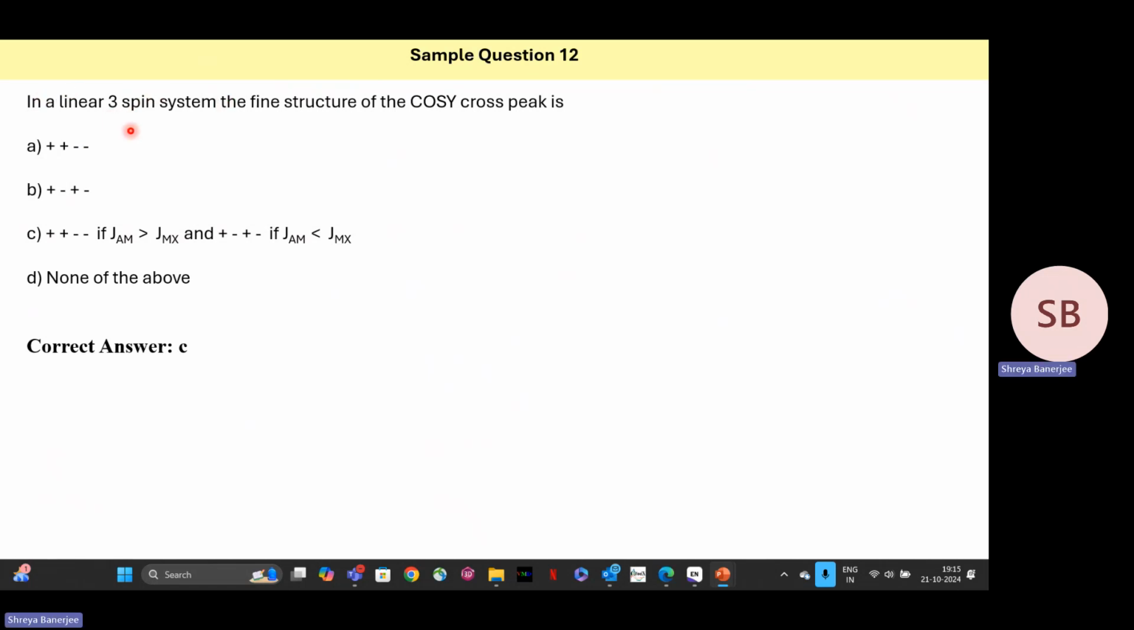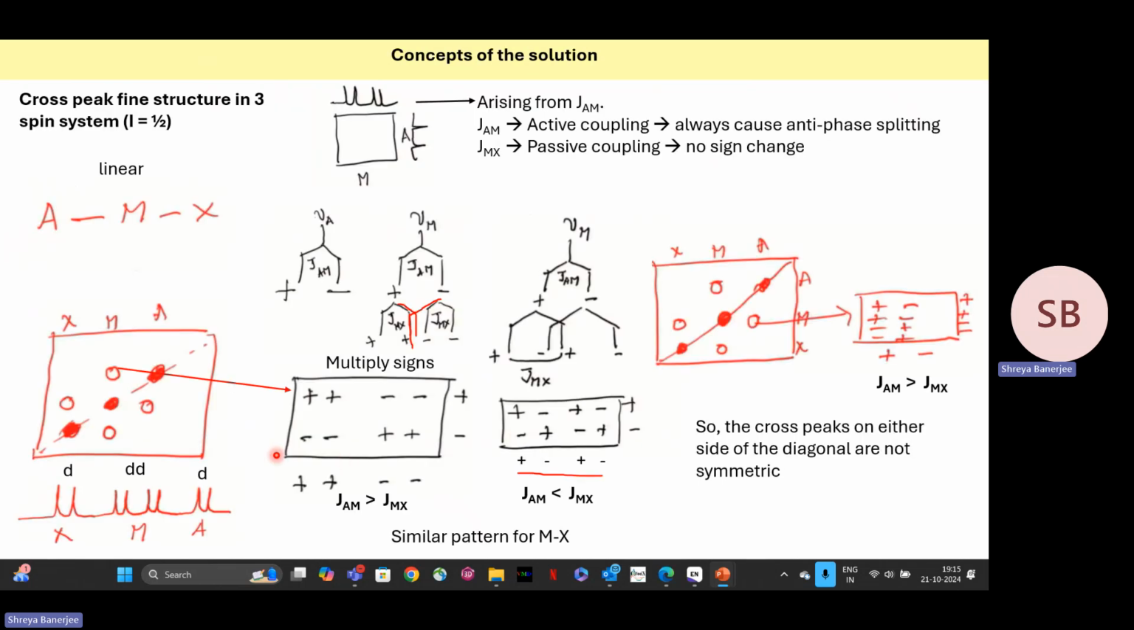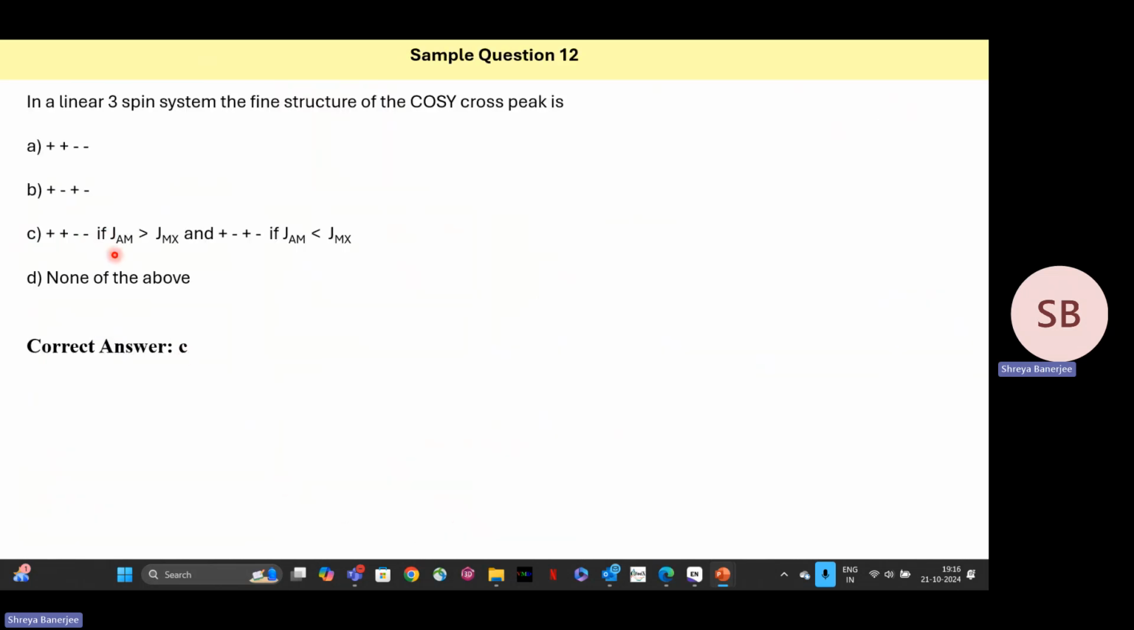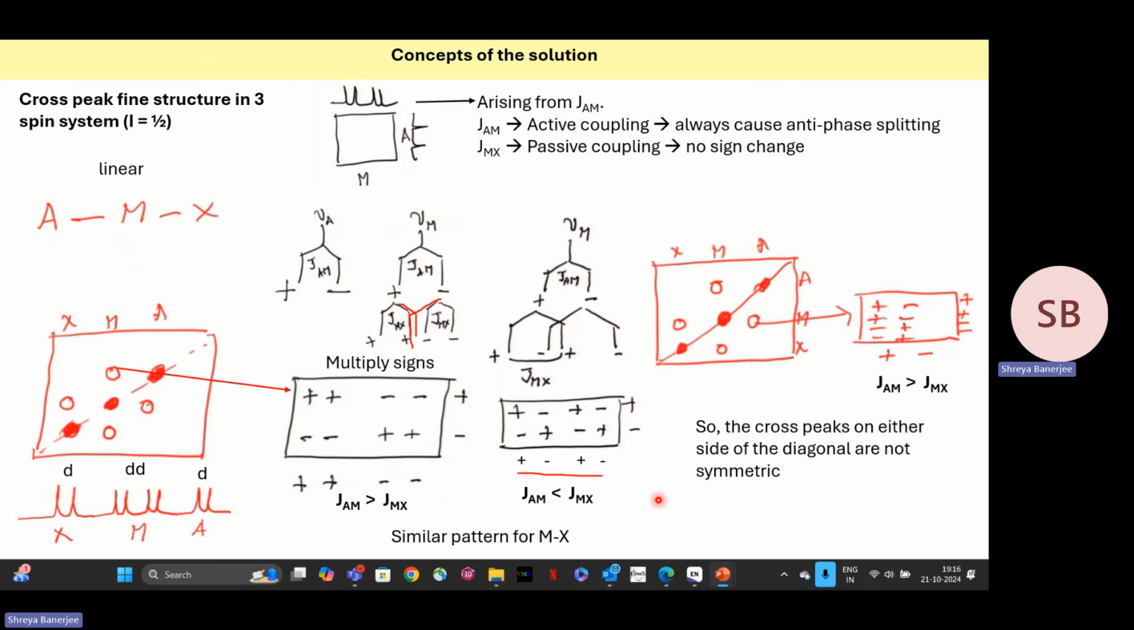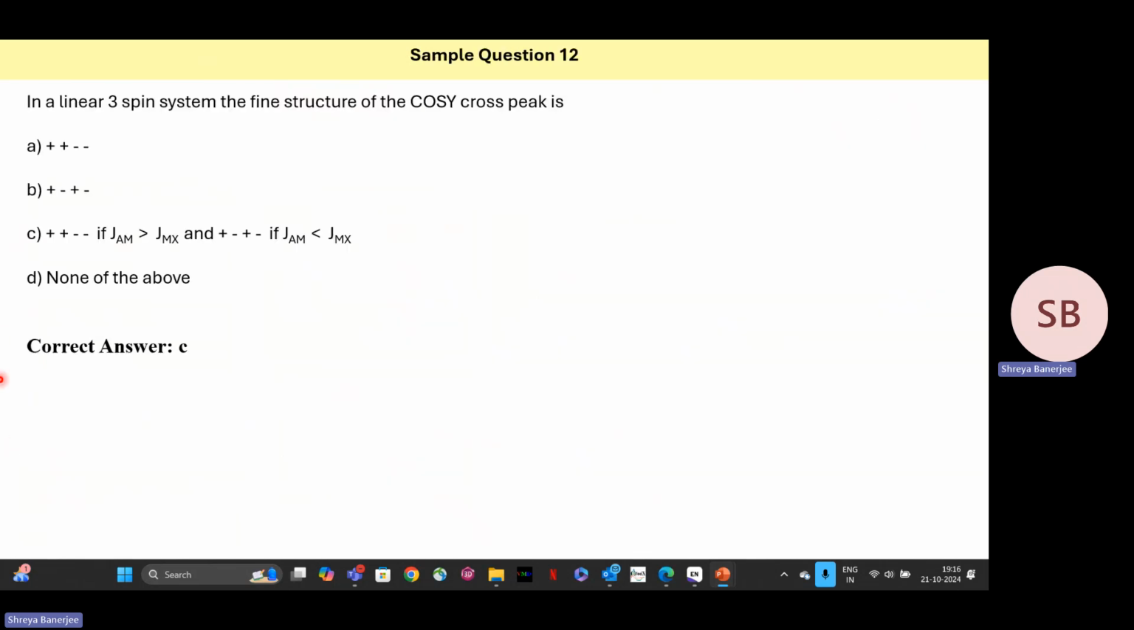In a linear 3-spin system, you cannot predict the fine structure. You can see C is the correct answer, because if AM is greater than MX, it is plus plus minus minus, and if AM is less than MX, it is plus minus plus minus. So the correct answer is option C. Depending on the relative magnitude of the active and passive coupling, you will get the fine structure of the COSY cross peak.